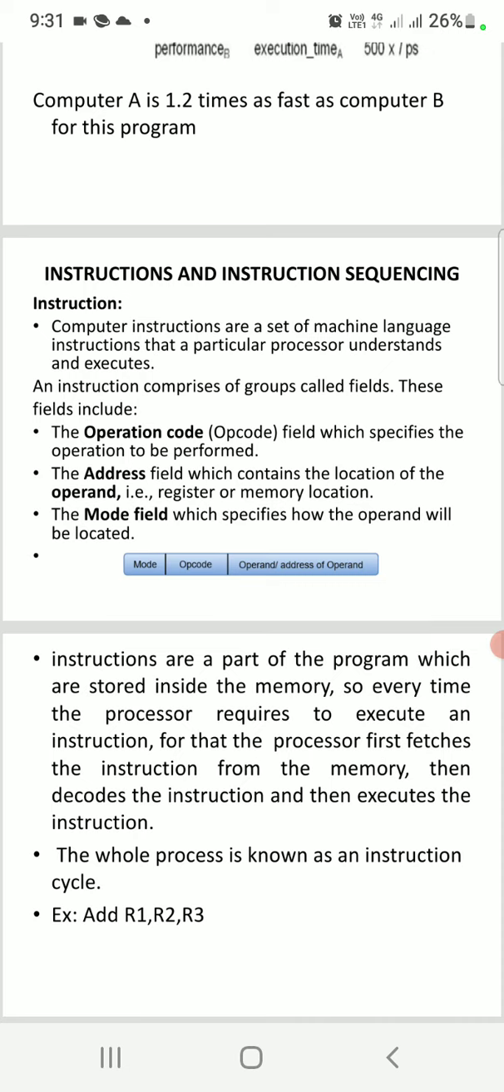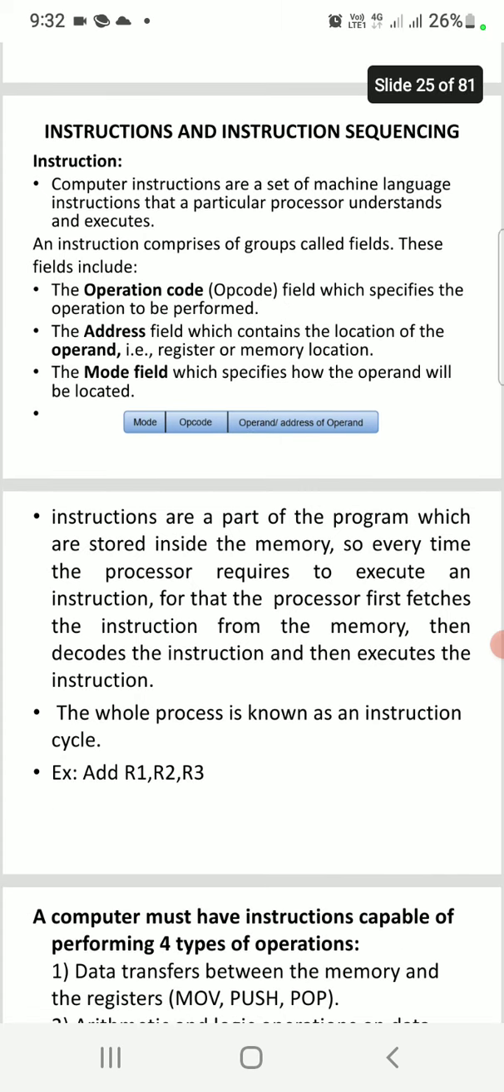The retrieved instruction is not suitable for our current processor execution, so we decode it depending upon the processor. After that only do we execute. This whole process is known as the instruction cycle. For example, Add R1, R2, R3 using three registers.